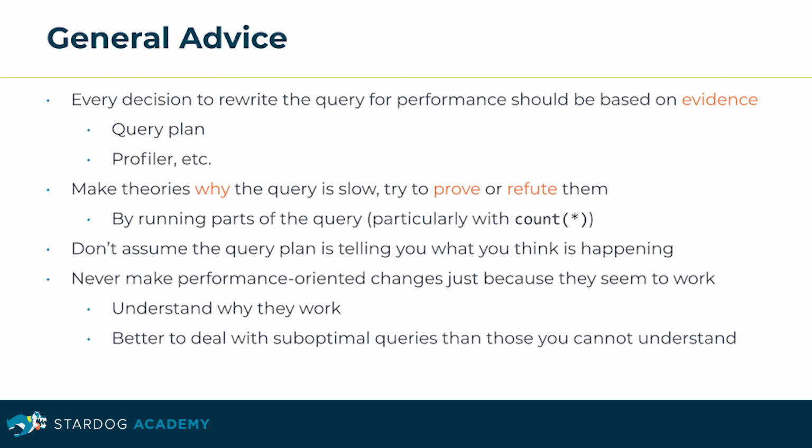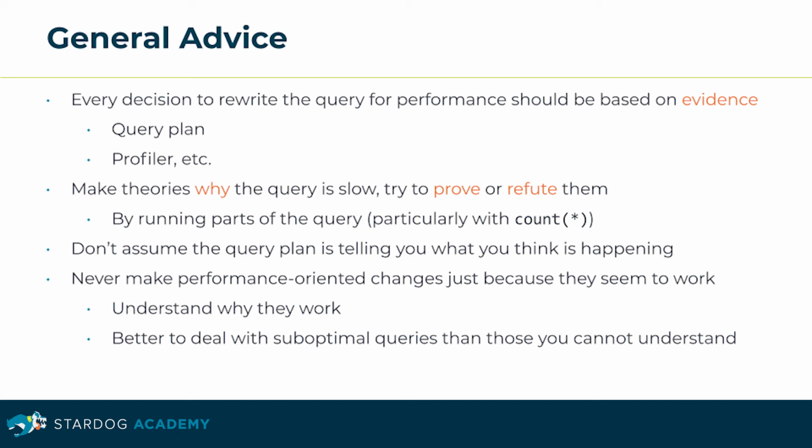So our general advice, every decision to write the query should be based on evidence. A query plan, profiling, how many times did we run this query, what were the results, taking those measurements. We want to think about why the query is slow and try to prove or refute them, especially as queries become complex and we're navigating the graph. We want to run different parts of that query. So take apart the query and start to look to see, is this part of the query selective? Am I pulling in more data than I need? And am I assembling this query in ways that break the pipeline? So thinking about aggregates, things like count star.